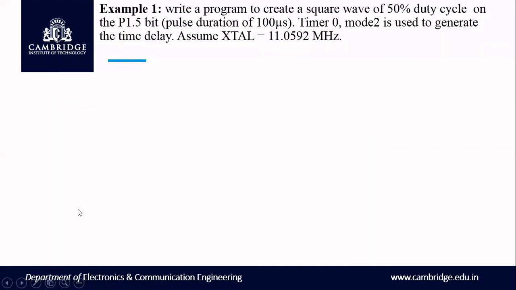That's it. Let us take one example: how to generate a square wave with a 50% duty cycle. In that 50% duty cycle, T on or T off is the pulse duration.